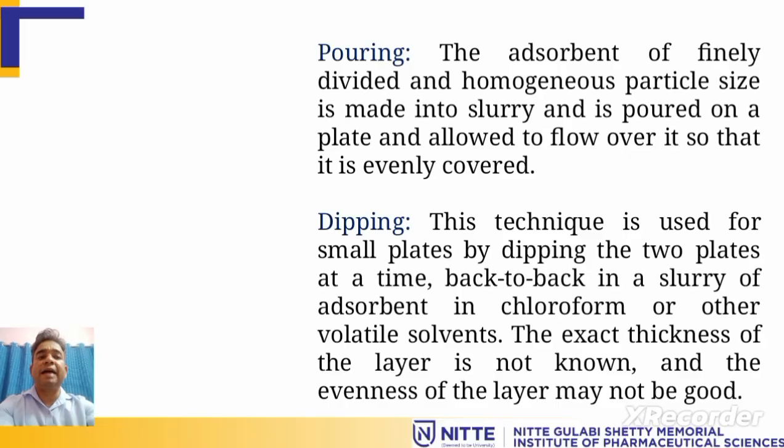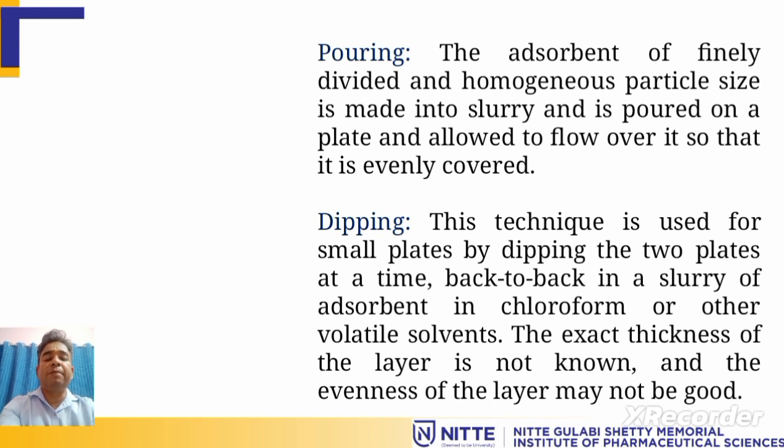When we prepare the plate through pouring, the adsorbent of finely divided and homogeneous particles is made into a slurry and poured onto the plate and allowed to flow over it so that it is evenly covered. In dipping, this technique is used for small plates by dipping two plates at a time back to back in a slurry of adsorbent in chloroform or any other volatile solvent. The exact thickness of the layer is not known, and the evenness of the layer may not be good.